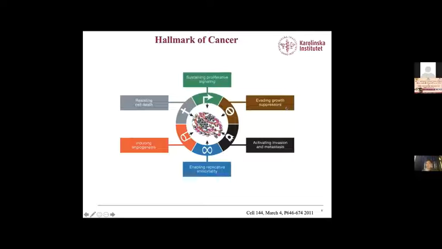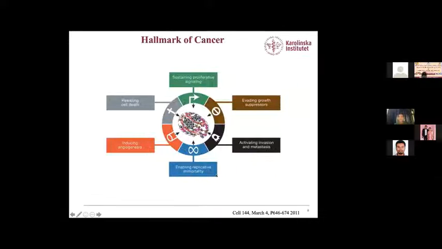They invade, and somehow the cancers evade the growth suppressors so that they can continue. One of the properties is activating invasion and metastasis. As you know, that is why it is malignant in nature. And because they need to keep on proliferating, they need to have replicative immortality.